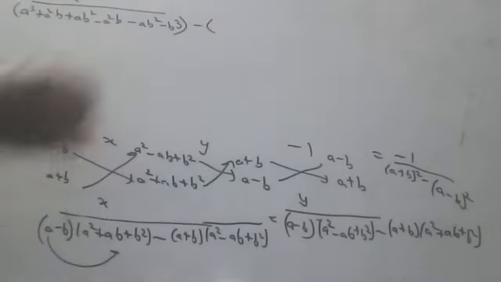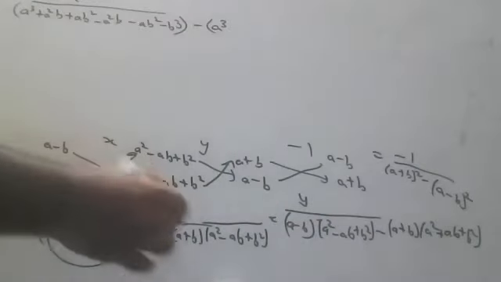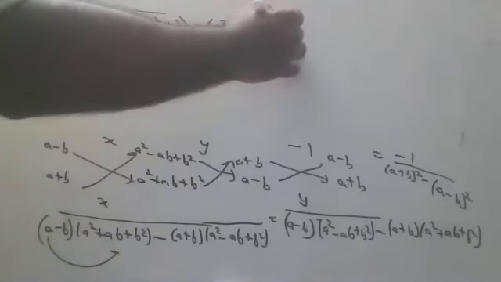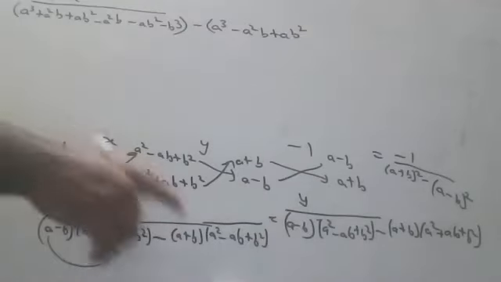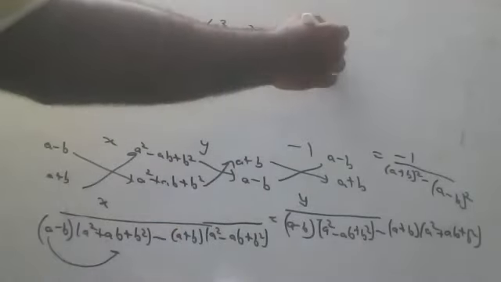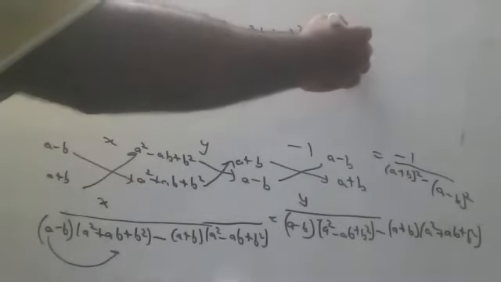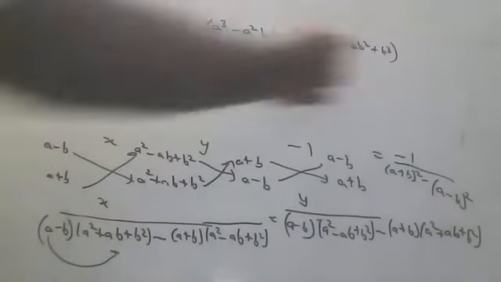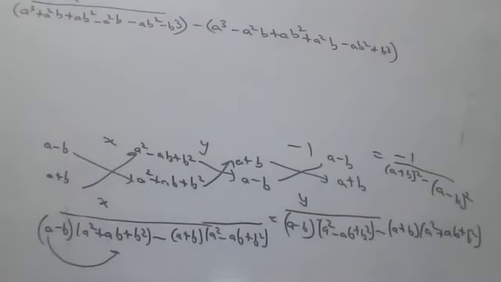Okay. a into a² is a³. a into minus ab is minus a²b. a into b² is ab². Now do with plus b, children. b into a² is a²b. b into minus ab is minus ab². b into b² is plus b³, children. Plus b³. Okay, children.